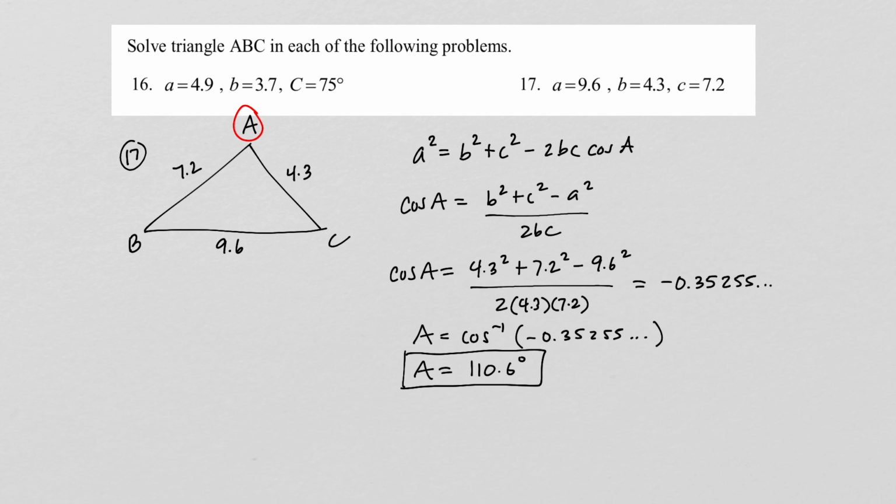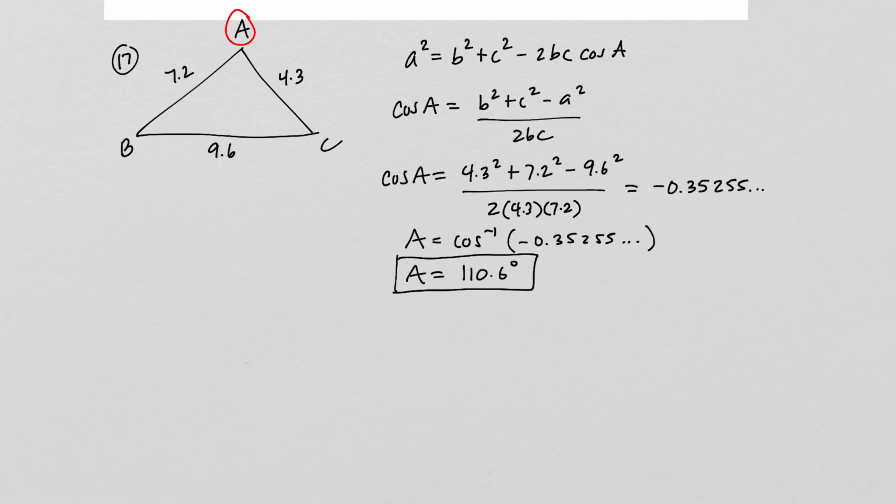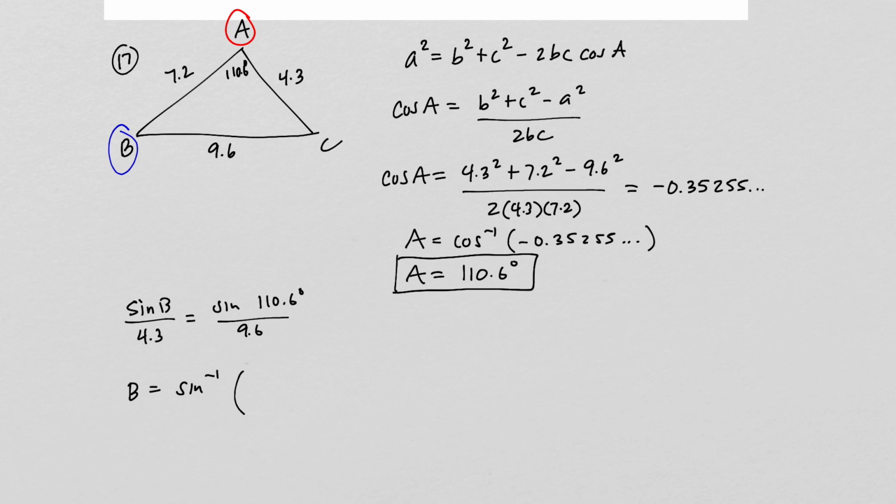Now, once I have angle A, I can find angle B and angle C using the law of sines. I no longer need to use the law of cosines. Now, when I use the law of sines, I'm always going to find the smallest angle first. The smallest angle in this case is B. So we have sine of B divided by 4.3 is equal to sine of angle A, which is 110.6, divided by 9.6. Solving for B, we are going to get B is the inverse sine of the following.